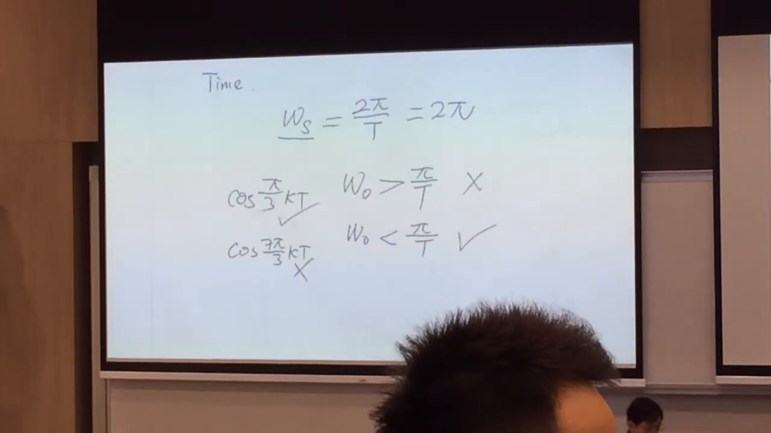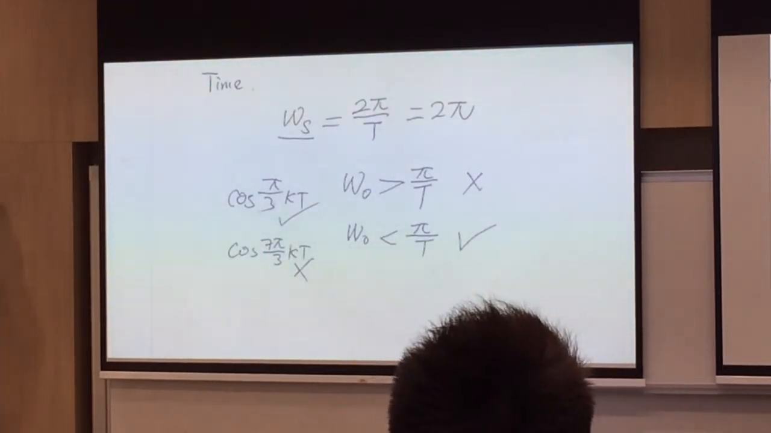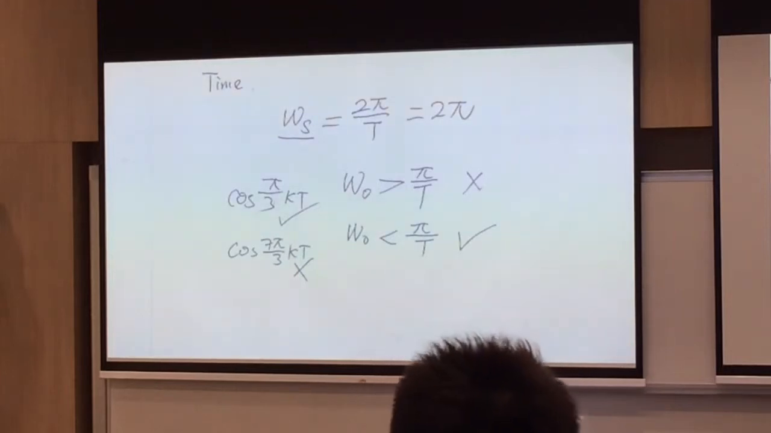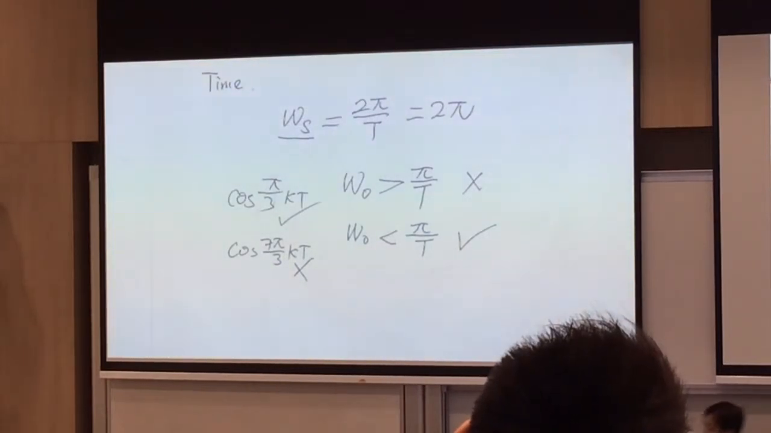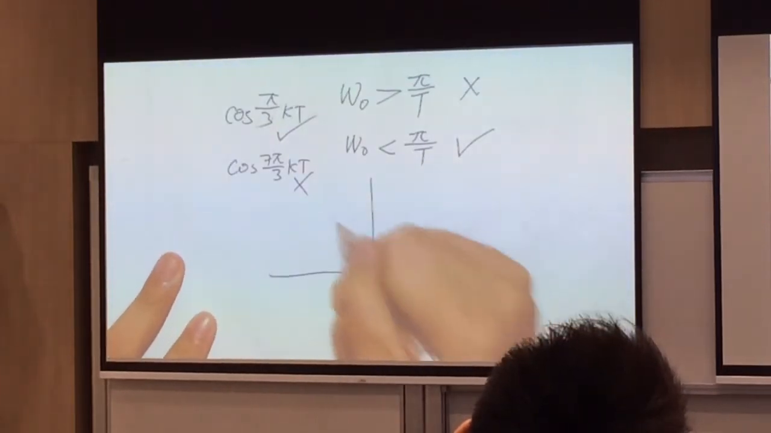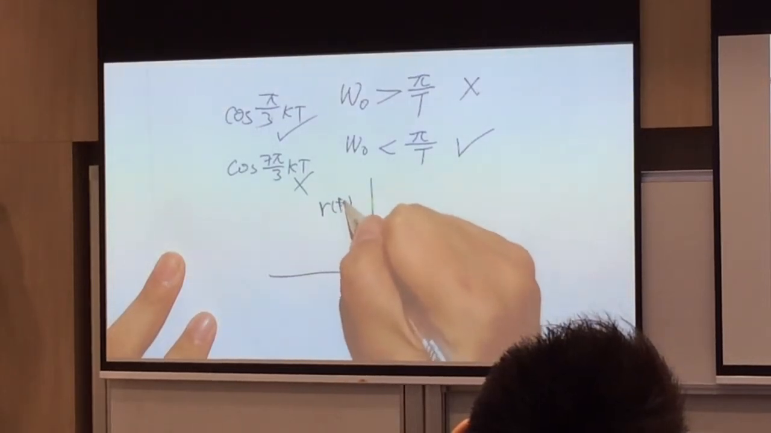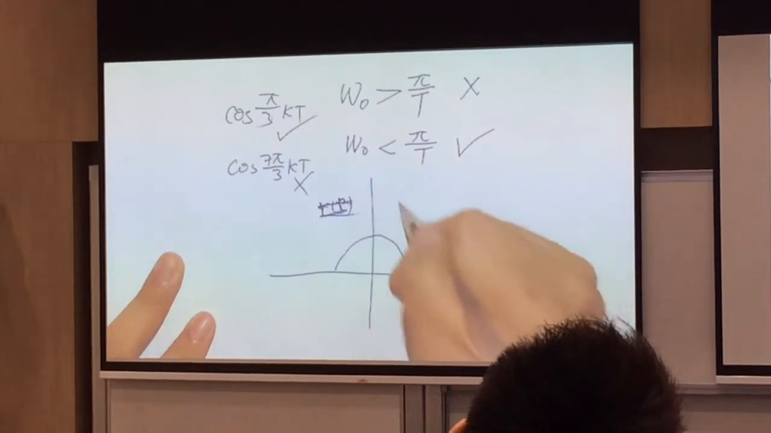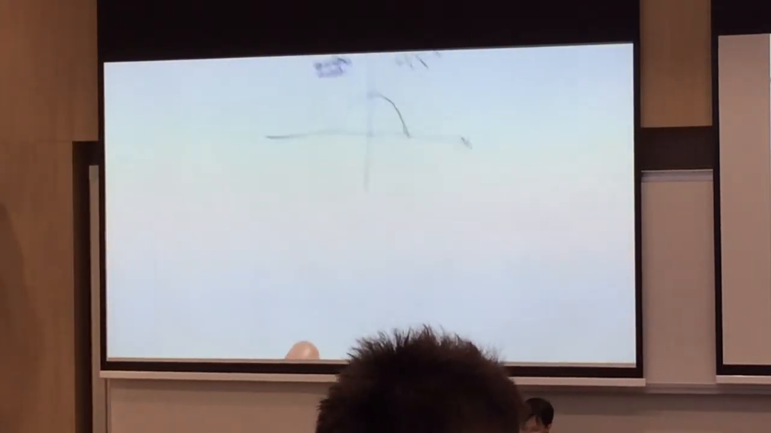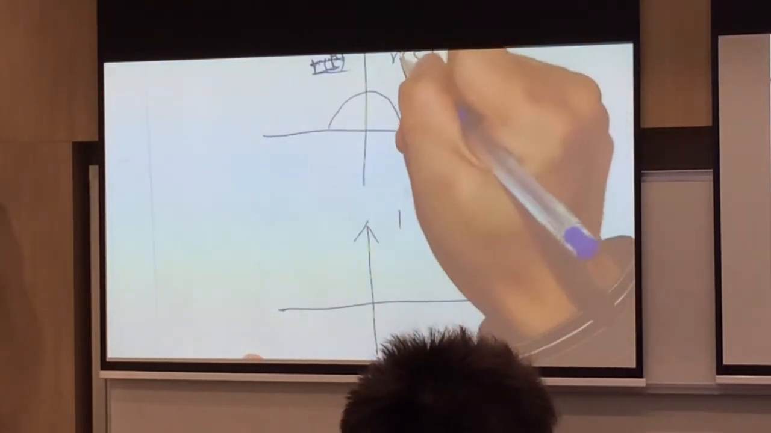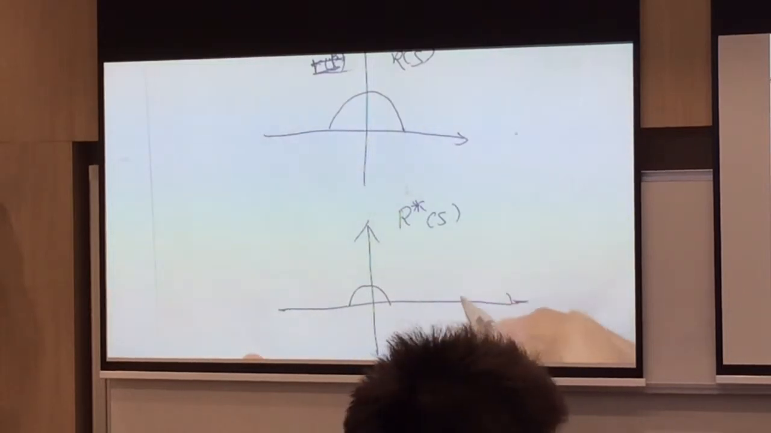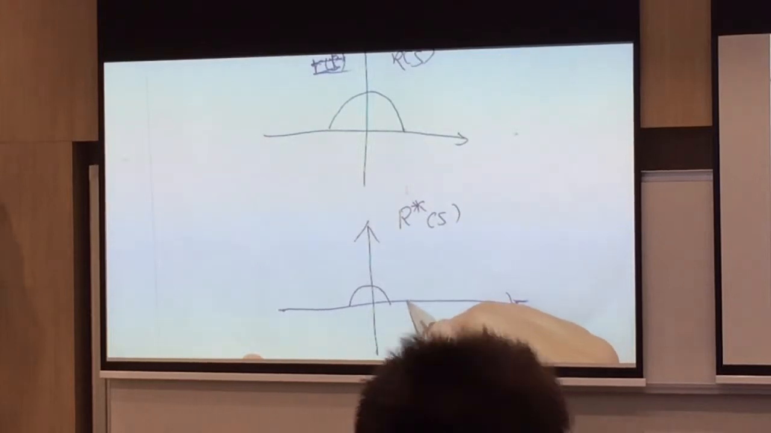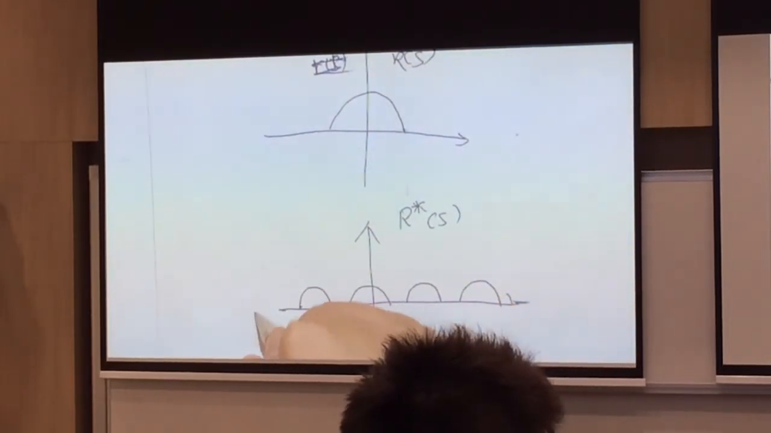From the frequency domain, you know where is the omega s on this figure? This one is 0. This one is omega s. So from the frequency domain, if your Rs is this one, what will be your R star s? You will have this one, then plus omega s shifted copies. So if your omega s is large enough, you get this one, this one, this one, and this one.